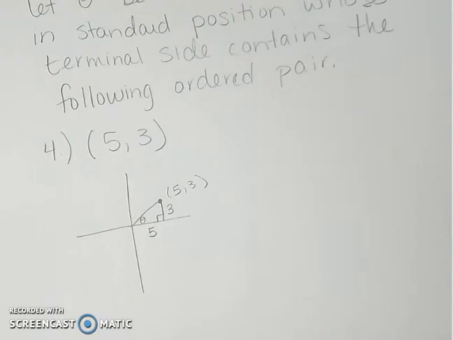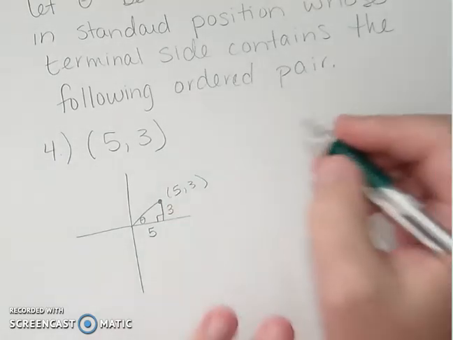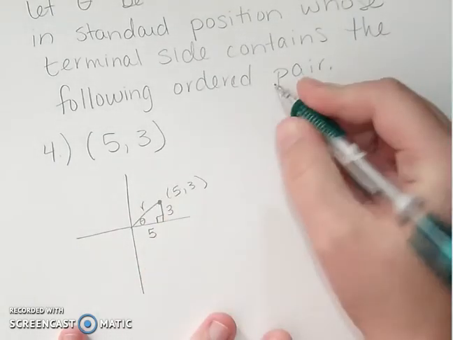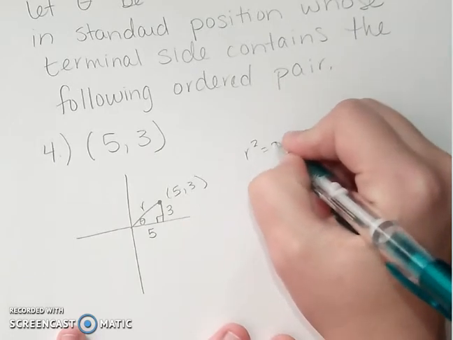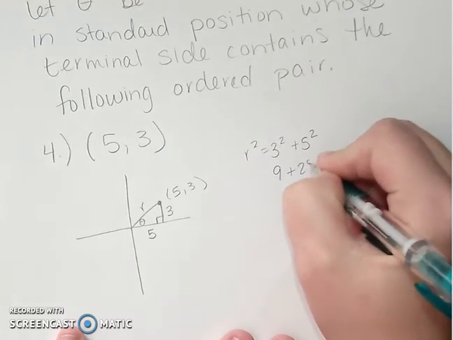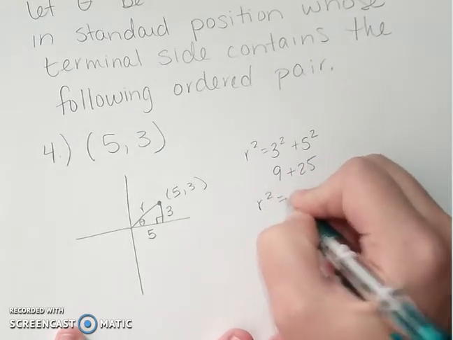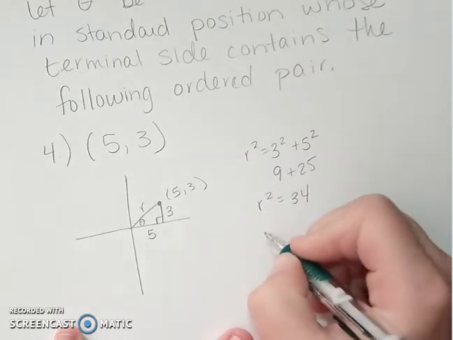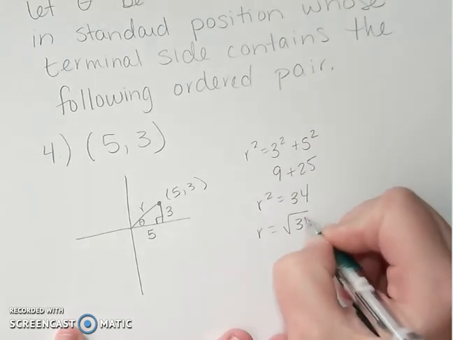Then my hypotenuse, we let that be r, like the radius of our circle, because remember we're going to relate this back to the unit circle later. We can find it by using the Pythagorean theorem. So let that be r. R squared is 3 squared plus 5 squared, 9 plus 25. R squared then is 34. So r is the square root of 34.